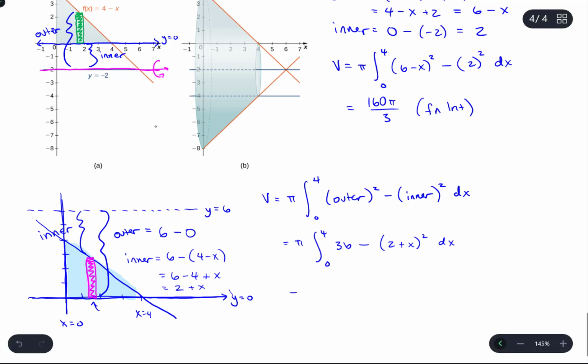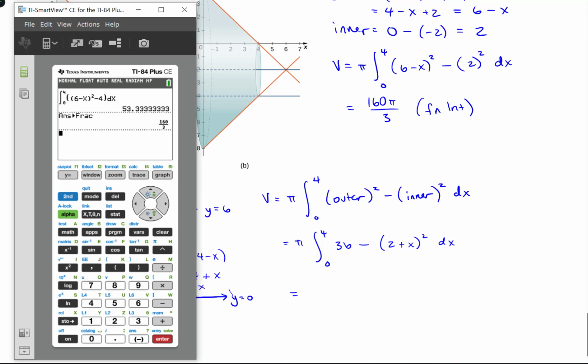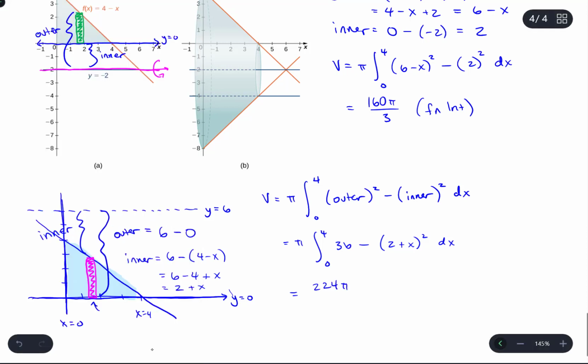All right, and let's finish it off here. Just putting it into the calculator. So we'll integrate from 0 up to 4. And then it's 36 minus, parentheses, 2 plus x, quantity squared, dx. Whoops, don't know why I hit graph. Force of habit, probably. All right, now let's make that a fraction. So we get 224 pi over 3. All right, there we have it.